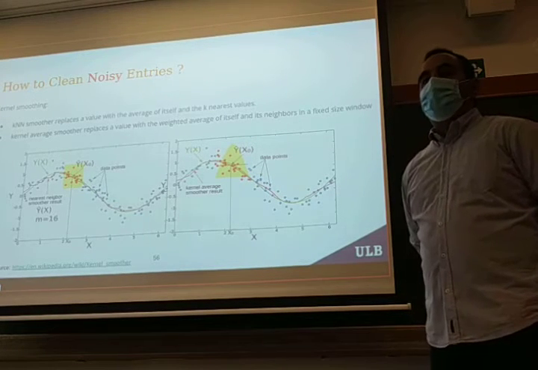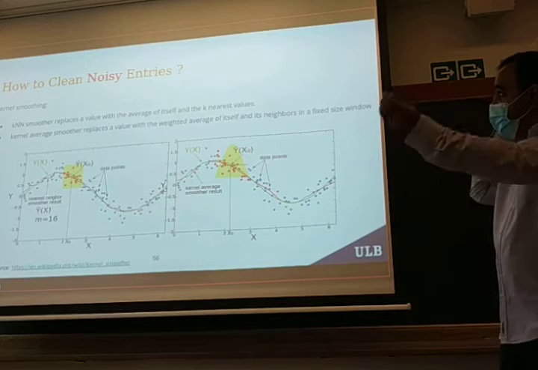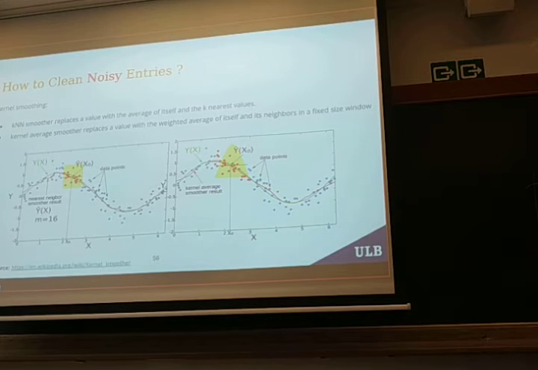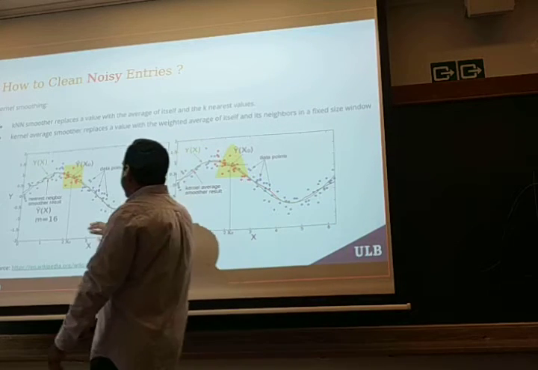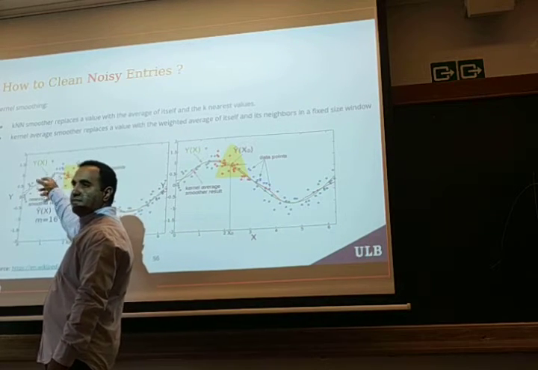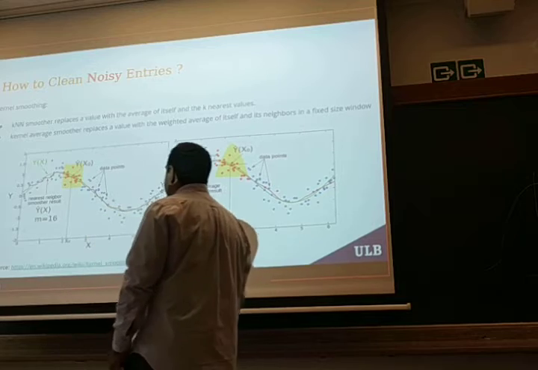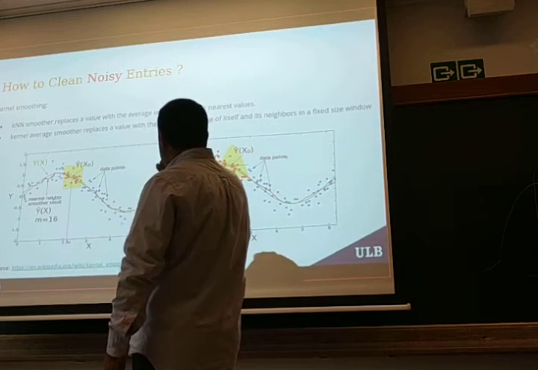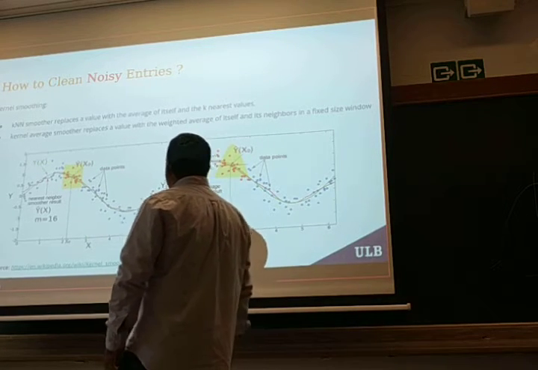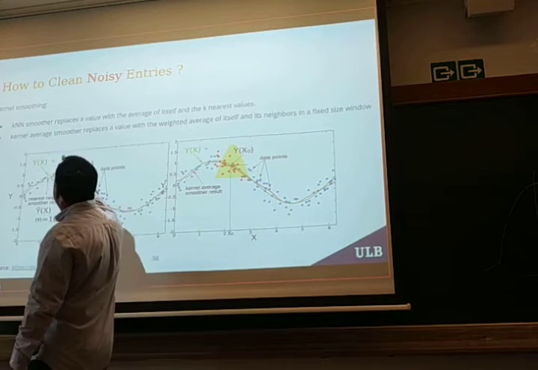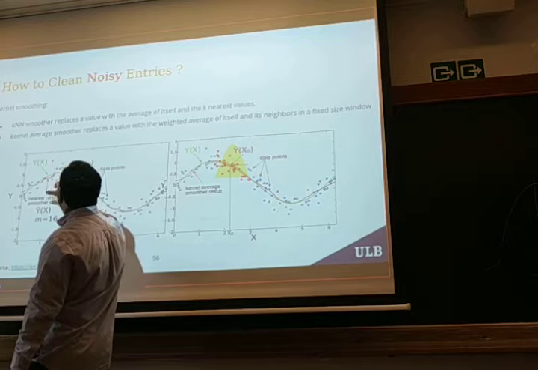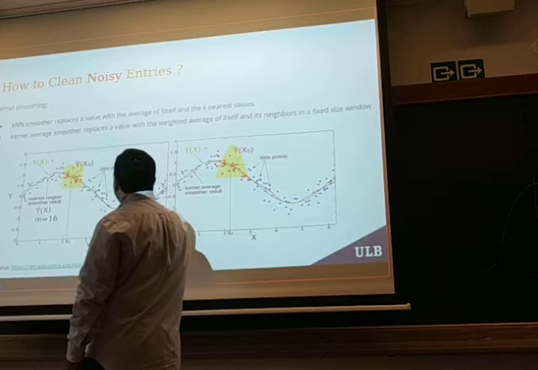Next to noisy data. The data is there, it's not missing, but it is noisy. The readings are these blue dots, and we want to smooth them. So you see there are values that go away.